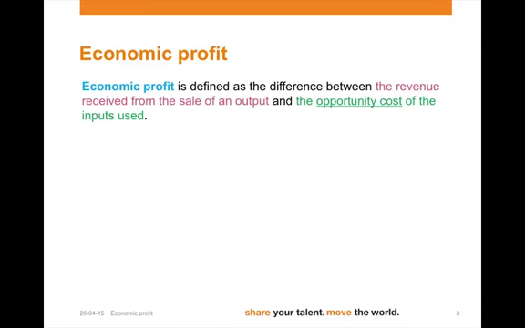What is economic profit? Economic profit is defined as the difference between the revenue received from the sales of an output and the opportunity cost of the inputs used. Let's have a look at an example of opportunity cost.